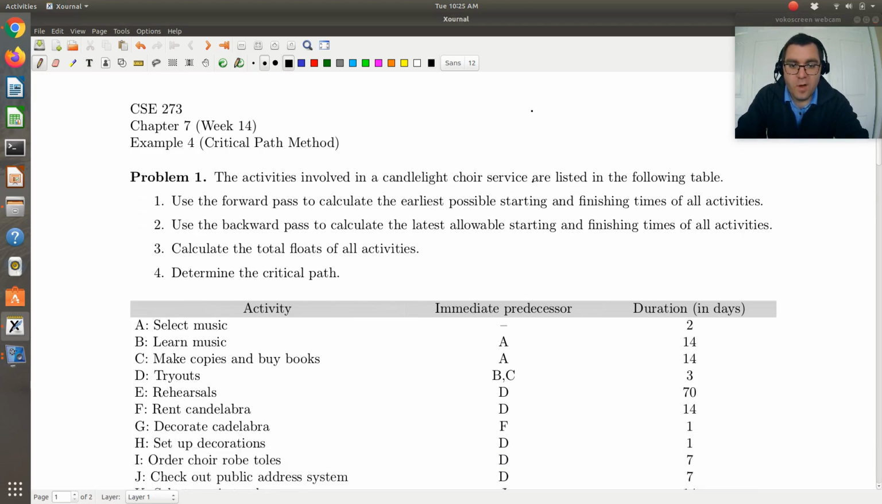The activities involved in a candlelight choir service are listed in the following table. Use the forward pass to calculate the earliest possible starting and finishing time of all activities. Use the backward pass to calculate the latest allowable starting and finishing times of all activities. Calculate the total floats of all activities. And then finally determine the critical path.